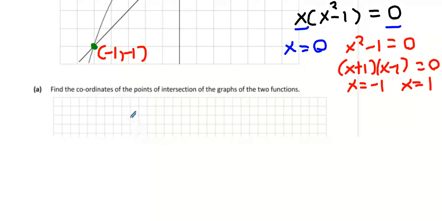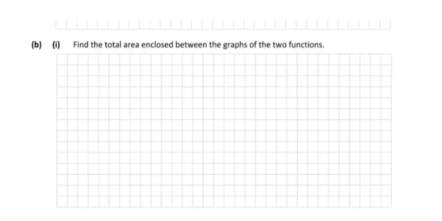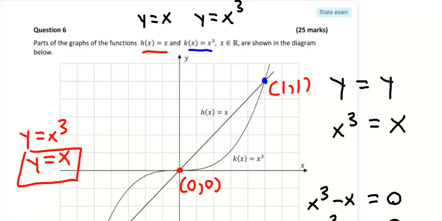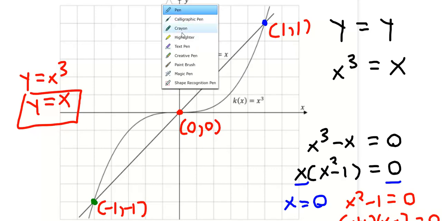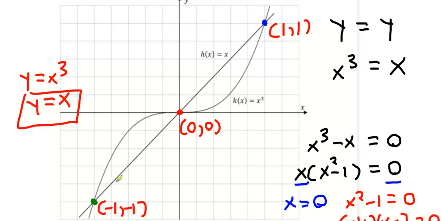Now, next thing. We've done that. Now we're on to part B. Find the total area enclosed between the graphs of the two functions. Total area enclosed. Oof. Well, that's difficult because what you reckon? I think the total area enclosed would be this yellow region here and this green region. Now, what I might say is they're symmetrical, aren't they? If you calculate the green one and double it, you have it.